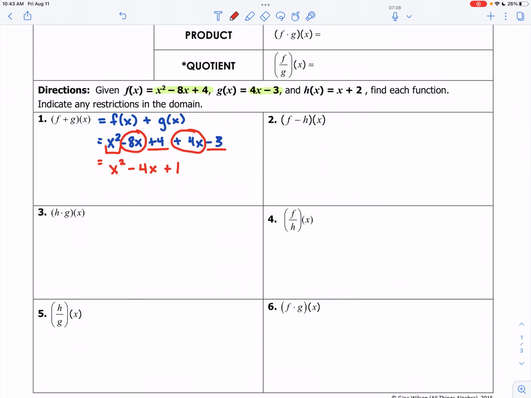So this is in standard form. Our exponents are decreasing from largest to smallest. So that is the solution. Once you've combined like terms, you should not need to combine again. If you've combined the first time correctly, there should be no reason for you to go and look again to see if there's anything to combine. So this is your solution to the addition of f of x plus g of x.